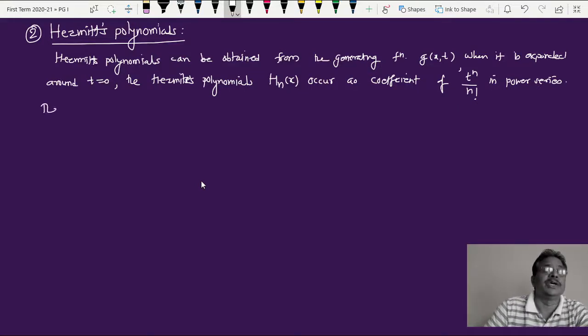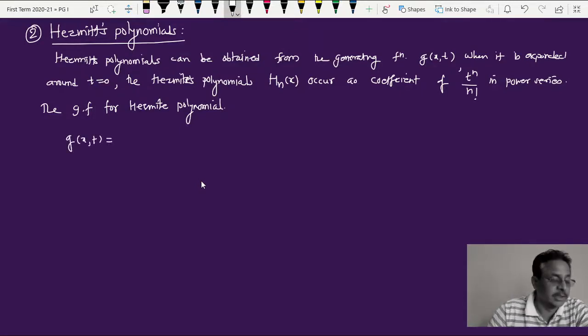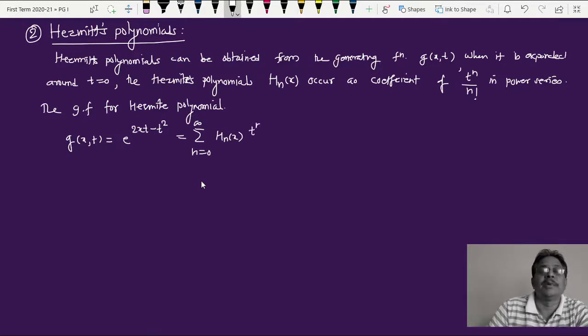Now the generating function for Hermite polynomial is, okay, exactly of the same form, given by g of x, t. You have to remember this: g of x, t is equal to e raised to twice xt minus t square. This is the generating function, and as it is expanded around t is equal to 0, we get the sum from n equal to 0 to infinity. This coefficient is Hn of x. These are the Hermite's polynomials, and this is multiplied by t raised to n upon n factorial. Okay, now call this equation 1.